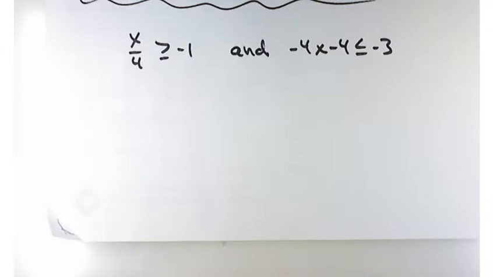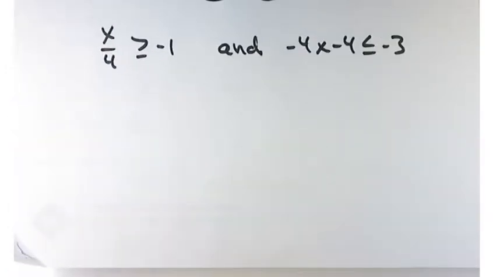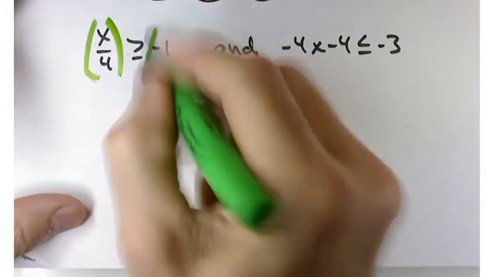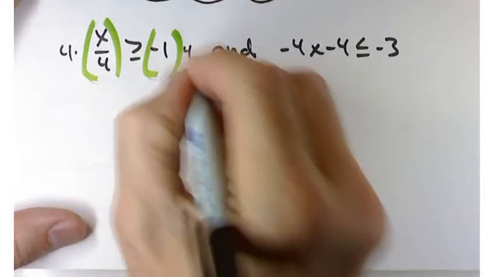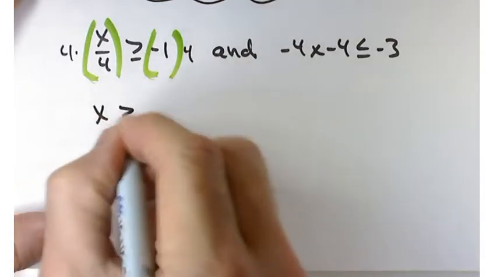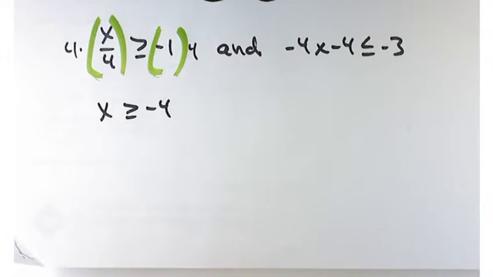The first one's a nice little reminder about working with fractions. What should we do with that fraction there? Well done. Multiply both sides by 4 to clear out the fractions. So let's do that. Multiply that by 4. 4 and 4. And I end up with x is greater than or equal to negative 4. Cool. We're done with that one. At least until we start graphing it.